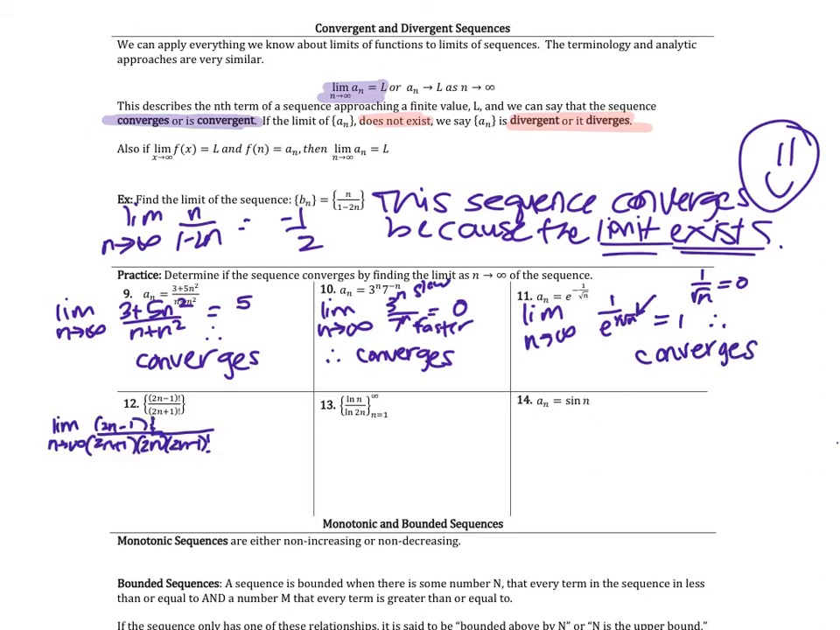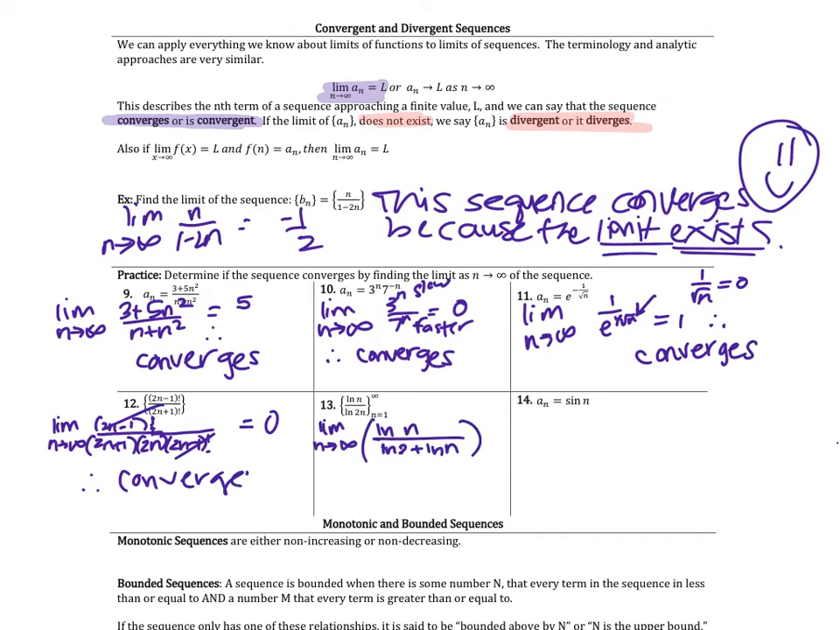On number 12, your understanding of factorials is going to come into play. You need to rewrite this as the limit as n approaches infinity of (2n − 1)! over (2n + 1) times (2n − 1)!. So those are going to divide out. The limit as n approaches infinity of 1 over infinity is going to be 0. Therefore, this sequence is also going to converge.